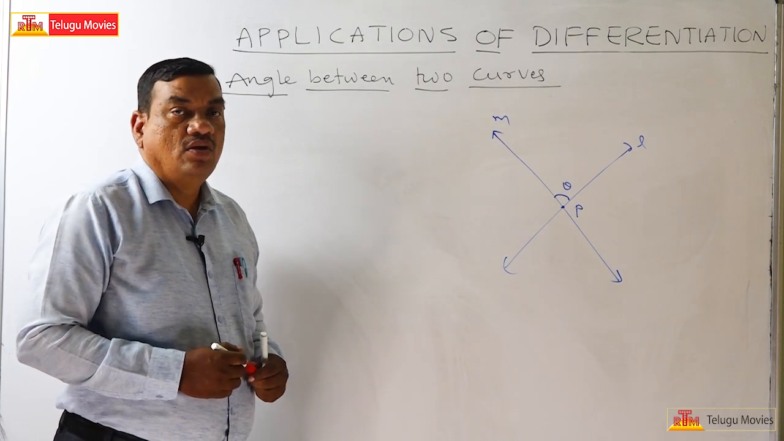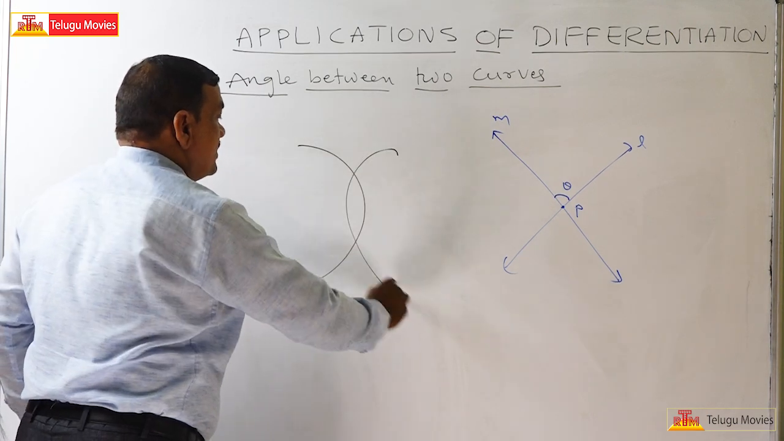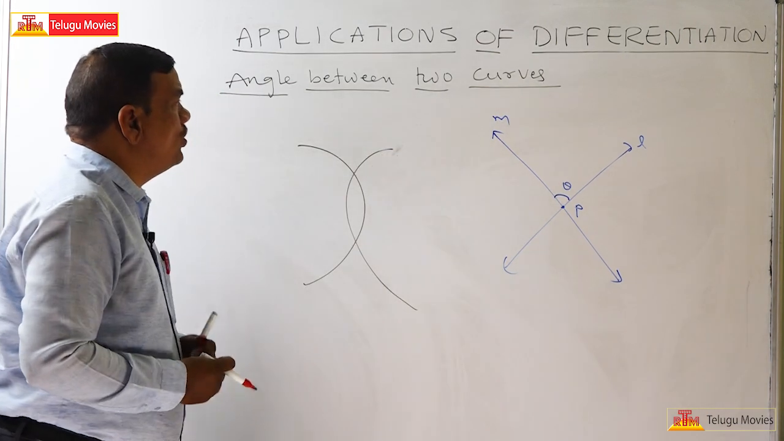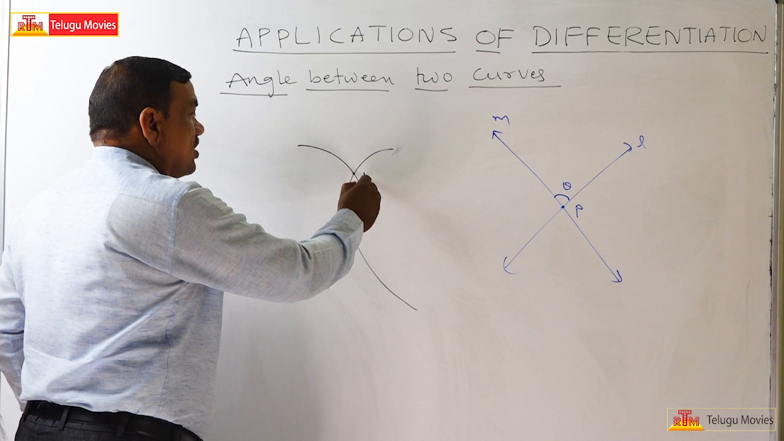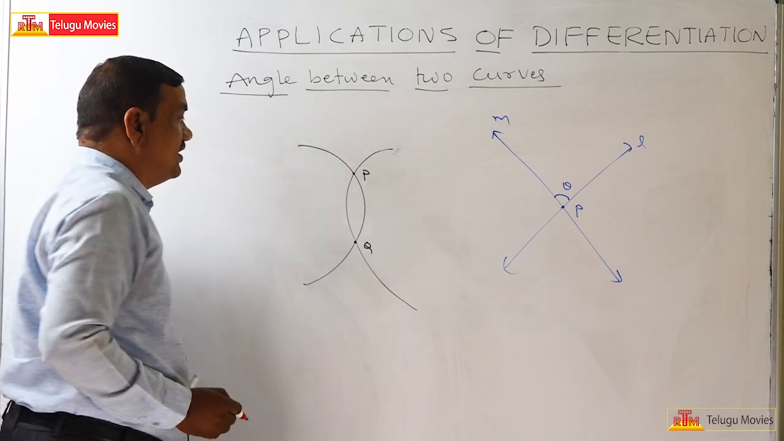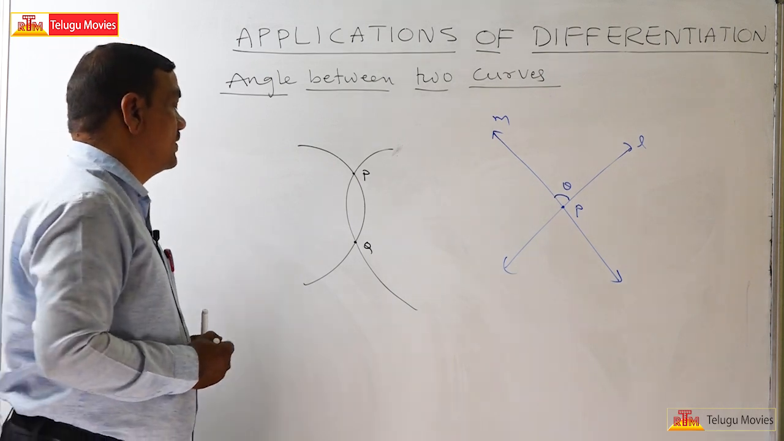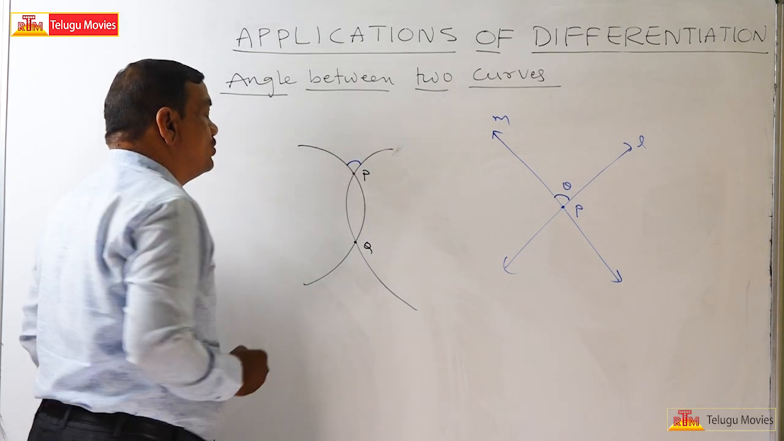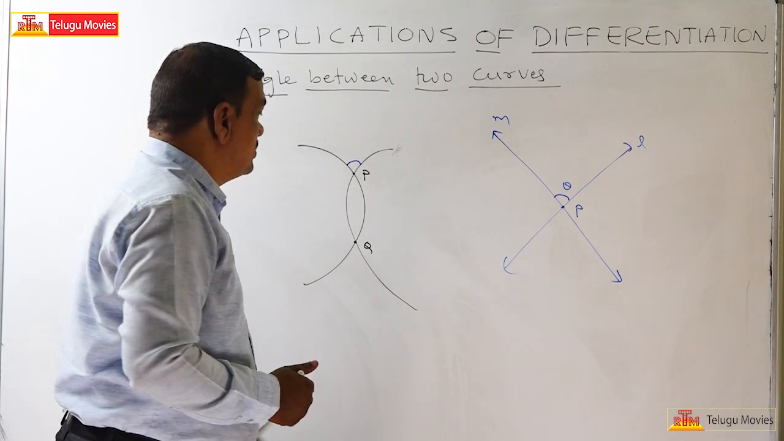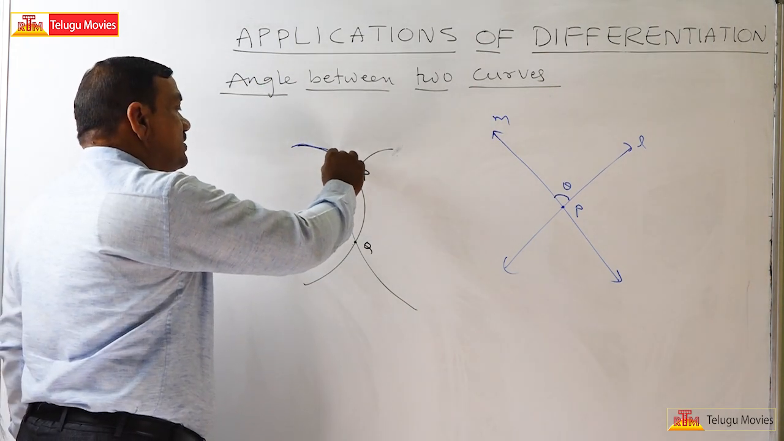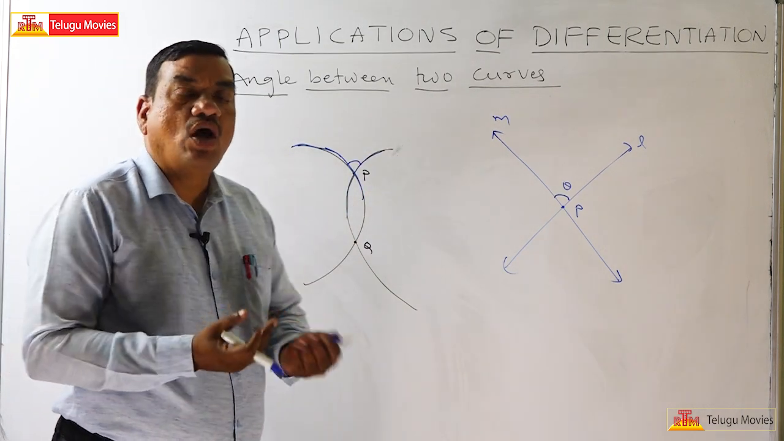But when two curves intersect each other, how to define the angle between two curves? If they intersect at a point, let us call it P and Q. If you define the angle between these two curves like this, can you measure the angle? It is not possible to measure the angle. Why? Because these are curve type, so how can you measure?